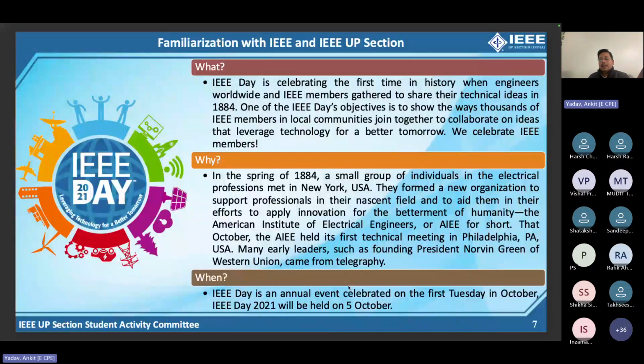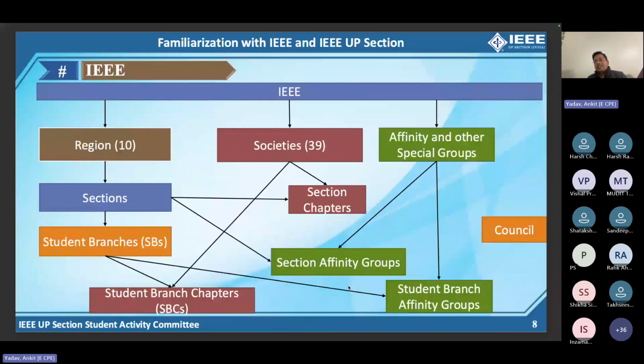Now comes the architecture of IEEE, the hierarchies of IEEE. It is a really big organization, and because of its size and width across the globe, it is divided in multiple ways. One way of dividing IEEE is across regions, like regions 1 to 6 in the US, 7 in Canada, 8 Africa and Europe, 9 Latin America, 10 Asia Pacific.